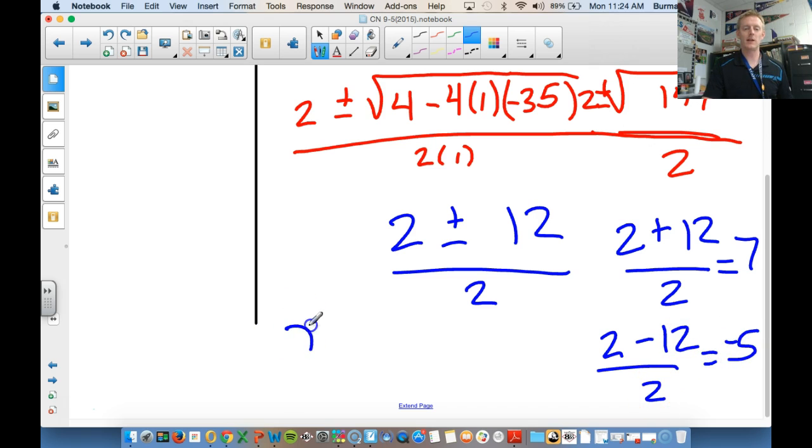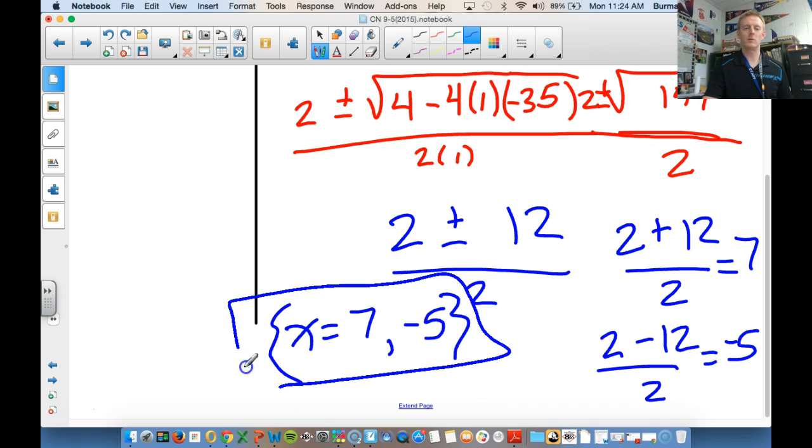So we find out that x is equal to our 7. And it's also equal to a negative 5. So those are the answers that x can be equal to. If we were to have graphed this, that's where it would cross the x-axis. And that should help you to answer the essential question from the previous page. So that's how we solve these.